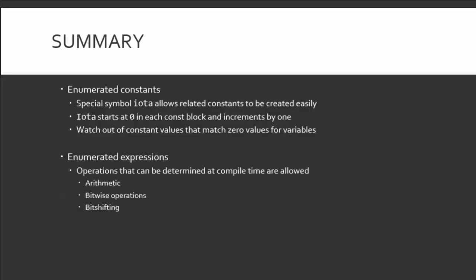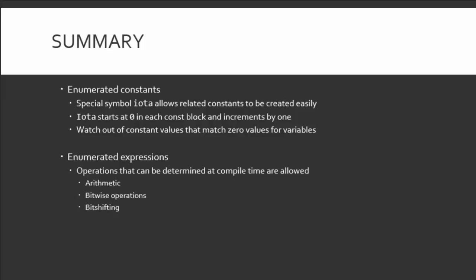Then we talked about the enumeration types that we can work with, and we learned about the special symbol iota that allows us to start with the value 0 and increments one time every time we use it inside the same const block.